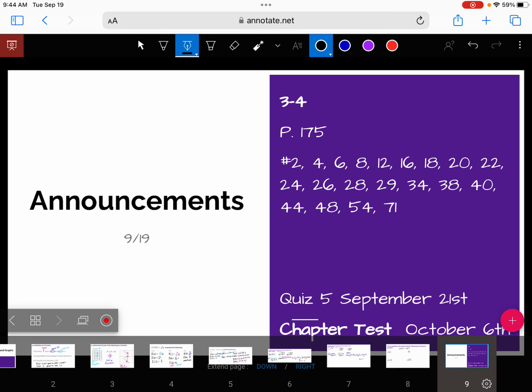3-4. We're up to 3-4, and that date is right. Look at us, and look at us being all caught up on the schedule.